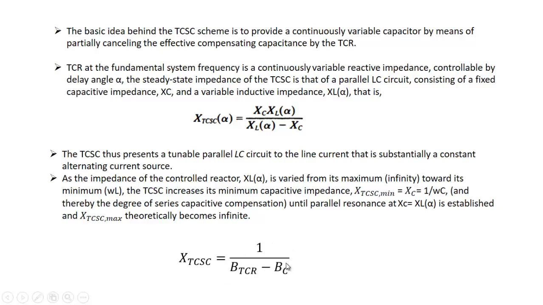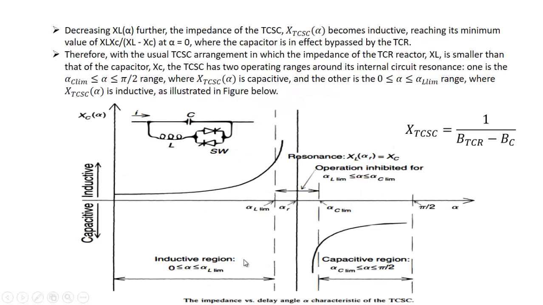at that time it will result in resonance. Resonance means in that case XTCSC will have a maximum value of infinity. So at that time it is a maximum value at this end, so it will be infinity. And then decreasing XL alpha further, the impedance of the TCSC becomes inductive.